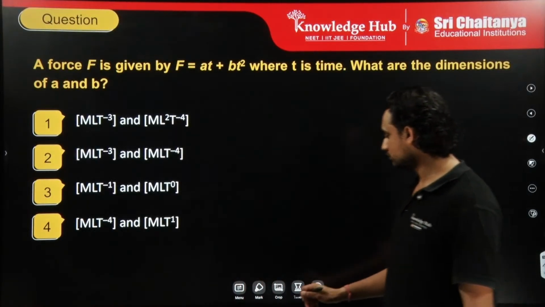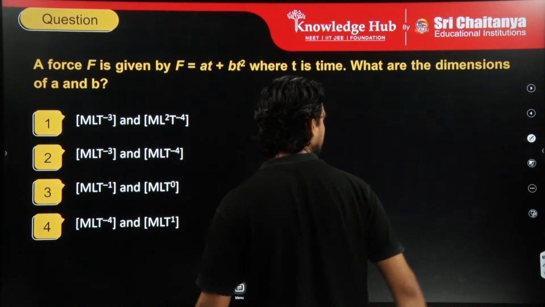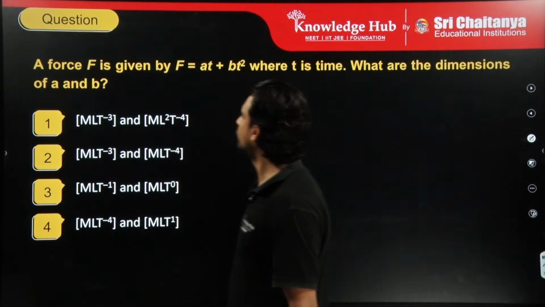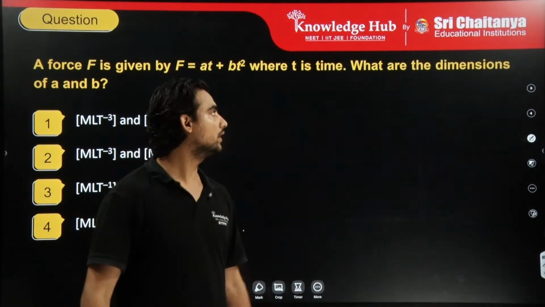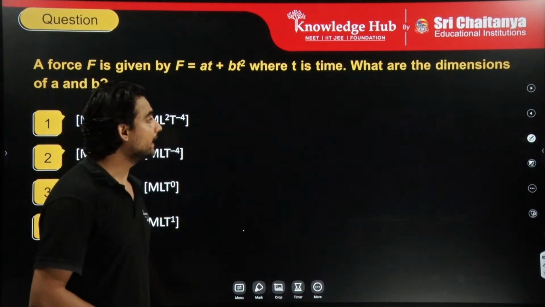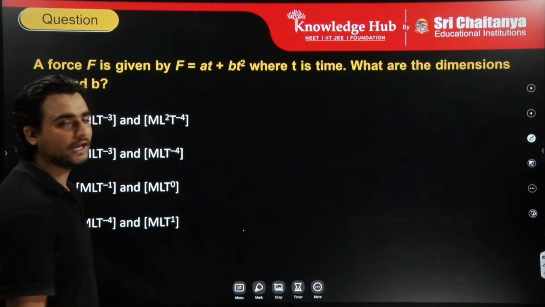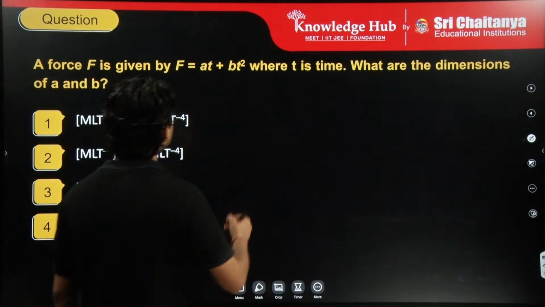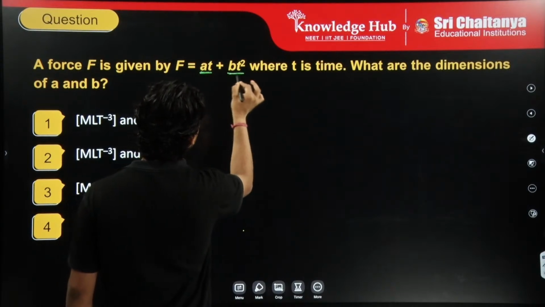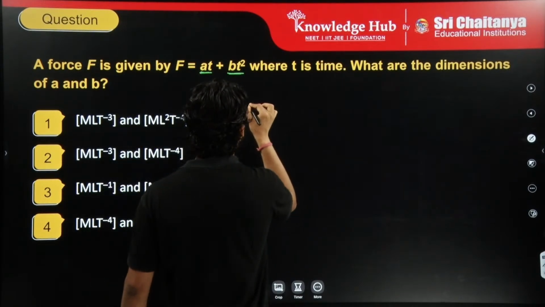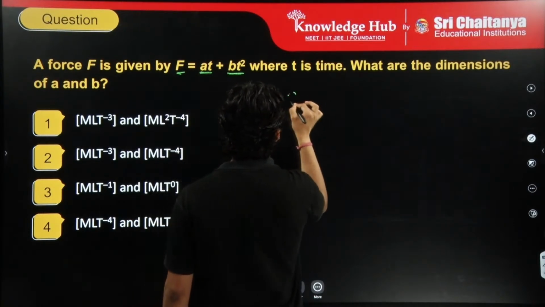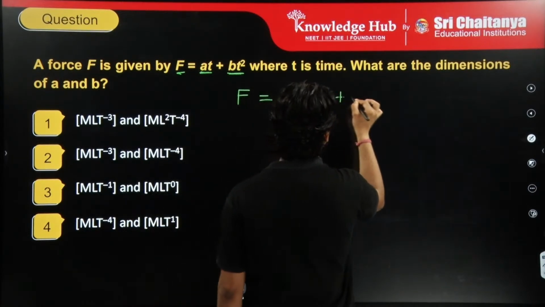So let's solve some questions. First, if force is given by F is equal to AT plus BT square, where T is the time, what are the dimensions of A and B? Here I can see AT plus BT square, and this is force, right? So force is equal to AT plus BT square.